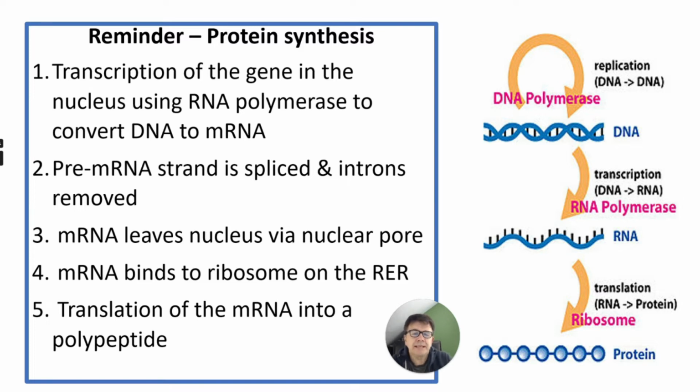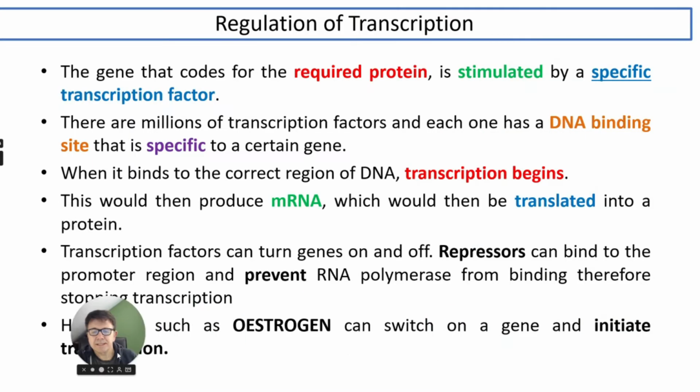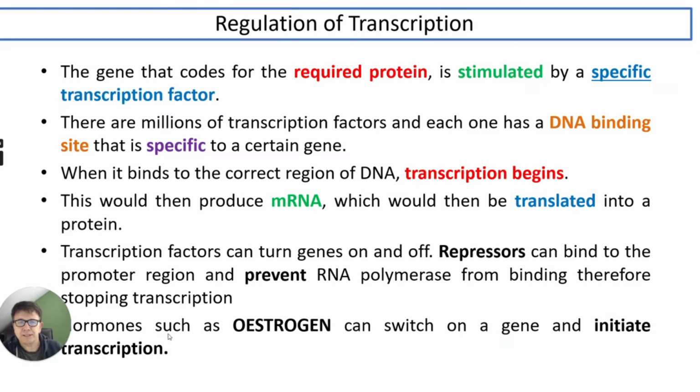And then mRNA leaves the nucleus via the nuclear pore, and then it binds to the ribosomes on the RER, and translation of the mRNA into a polypeptide occurs through, for example, the joining together of amino acids brought together by tRNA. And then you need to know about anticodons and codons. So if you're not too sure on that, it might be worthwhile checking out one of my other videos on protein synthesis. So let's talk about regulation of transcription.